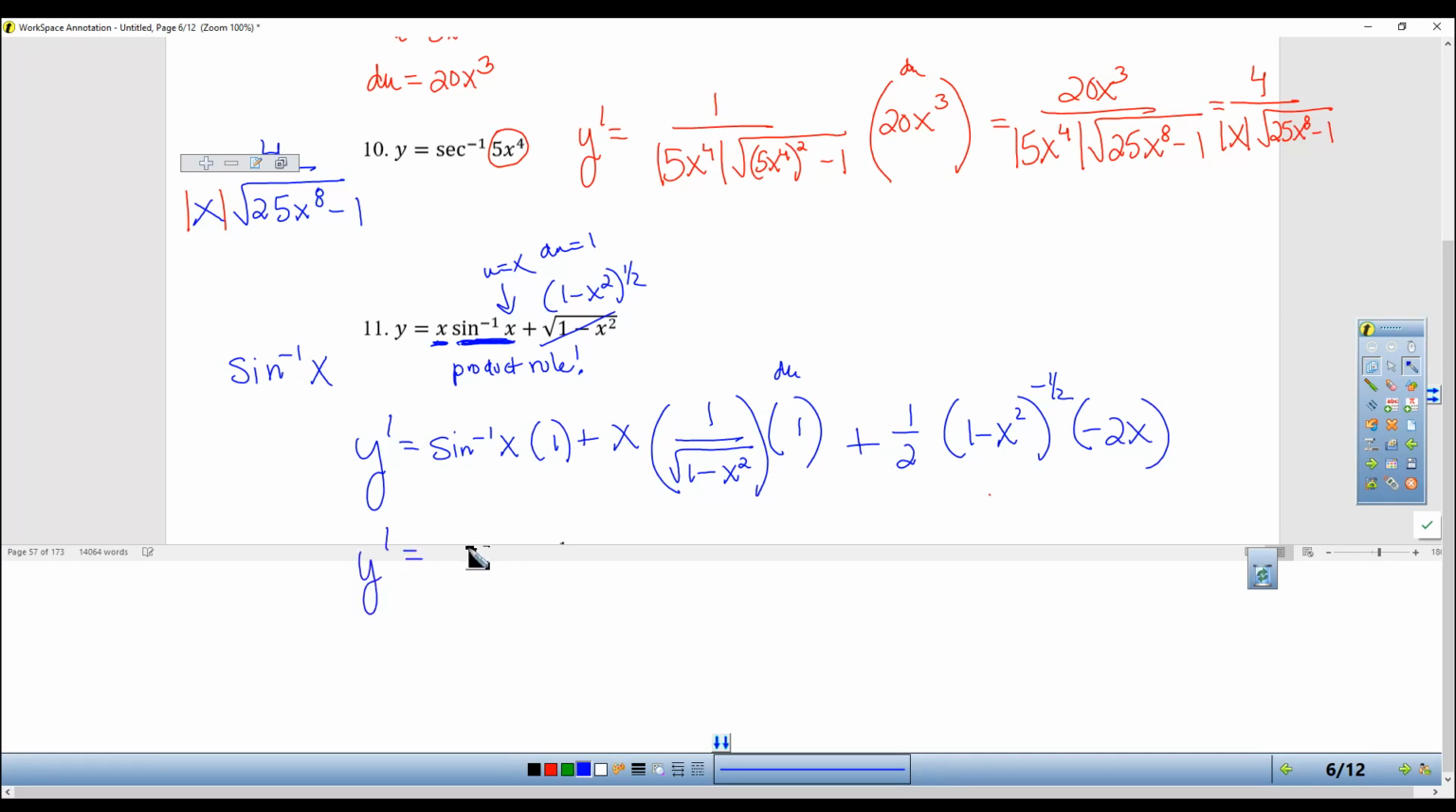You can do it. So this gives me inverse sine of x plus x over the square root of 1 minus x squared, plus my 2's cancel, but don't lose that negative, negative x, and this is a square root, but it's on the bottom because it's negative. And then look at that. Those cancel. And so my answer is just inverse sine of x.